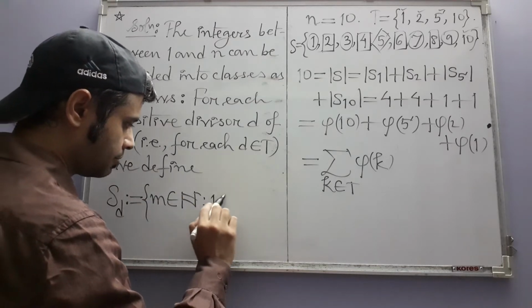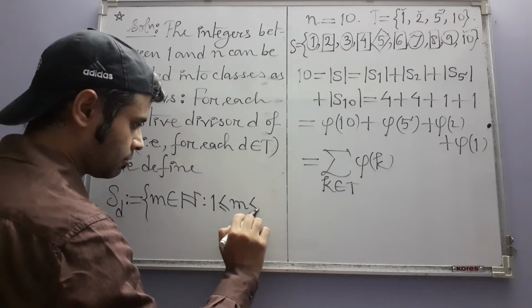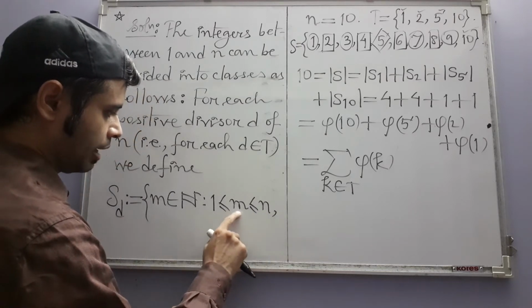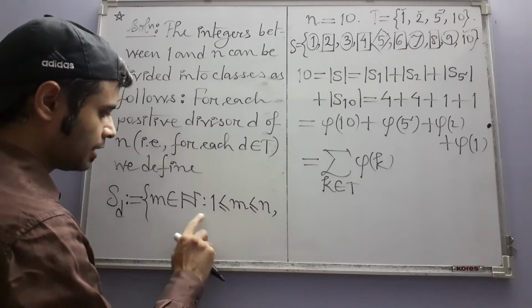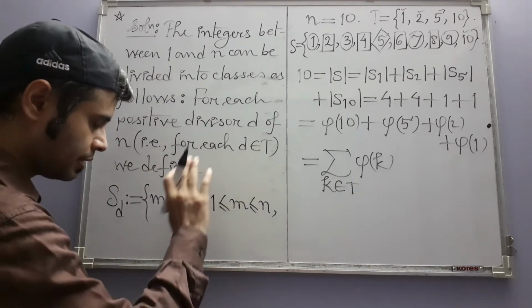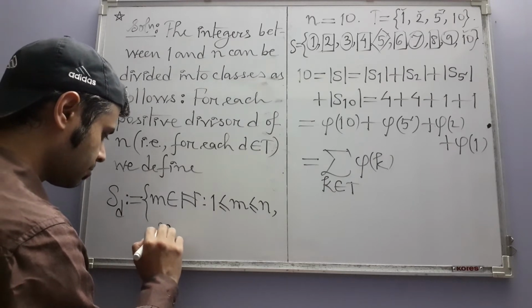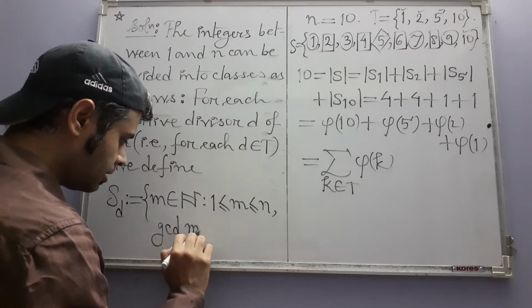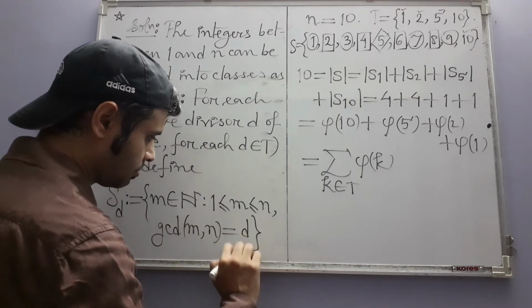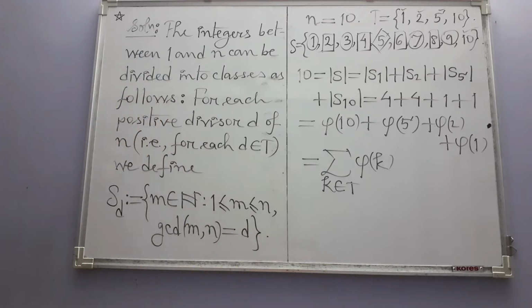such that there is in fact really no need to write m greater than or equal to 1, but anyway, let's just keep it like how we find it in that book. GCD of m and n is equal to d. Okay.